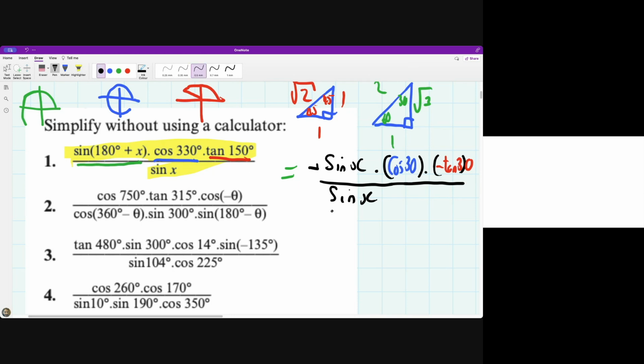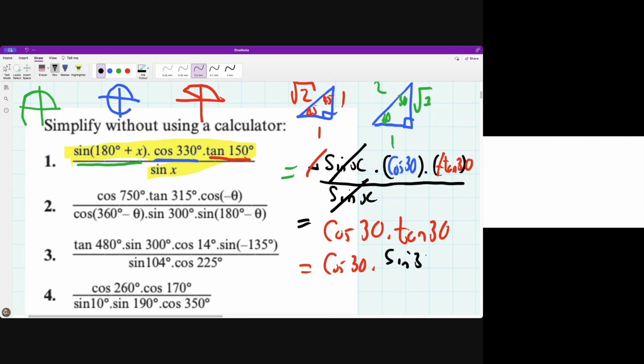I think I need to cancel out the sine x's, and then I need to cancel. There's a negative here and a negative there that cancels out. So I've got cos 30 times tan 30. But now I also know that the tan of 30 can be rewritten by an identity as sine of 30 over cos of 30. And now I know I could always think of that as being over 1, and now I can cancel. So now I just need to evaluate the sine of 30.